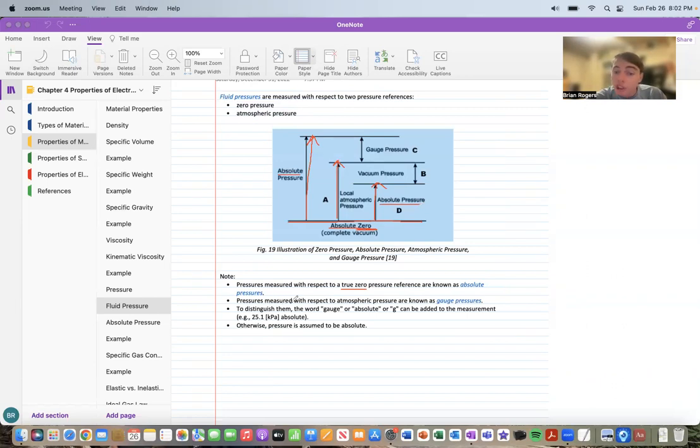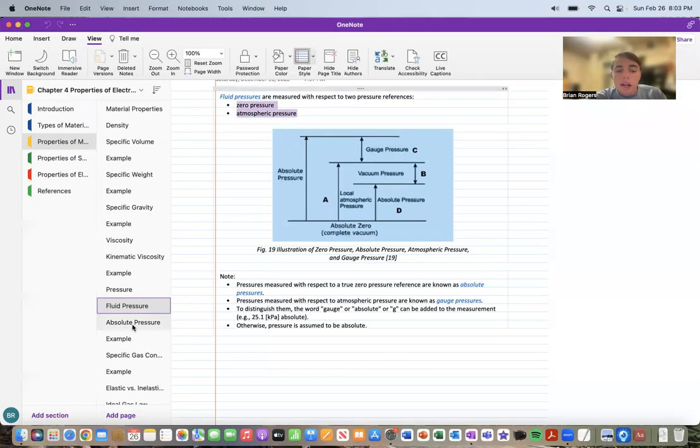Now pressures measured with respect to atmospheric pressure are known as gauge pressures. Notice this local atmospheric pressure right here: if you measure with respect to the line right here, that is known as a gauge pressure. Notice how this one measures with respect to that line, so it's a gauge pressure. To distinguish, the word gauge or absolute can be added to measurements. A lot of times pressure is assumed to be absolute. When we're talking about absolute pressure, it's with reference to absolute zero as the base.